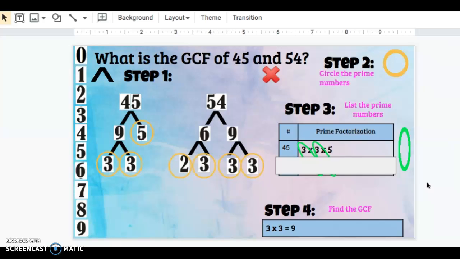A lot of steps, I know. However, we'll get in the habit of doing it, and we'll be good to go. Okay, that's DMR for Monday.